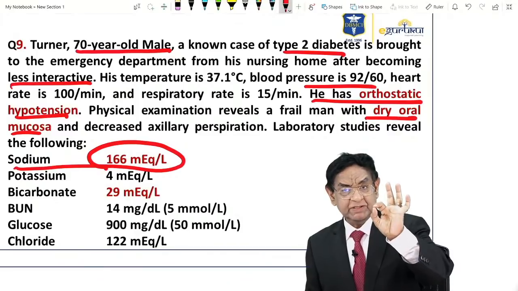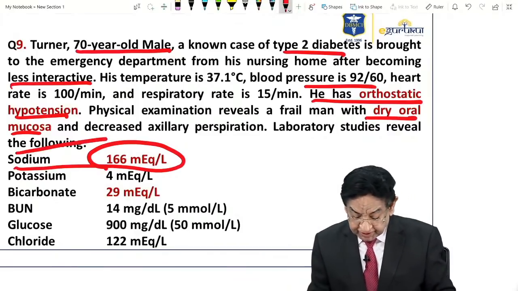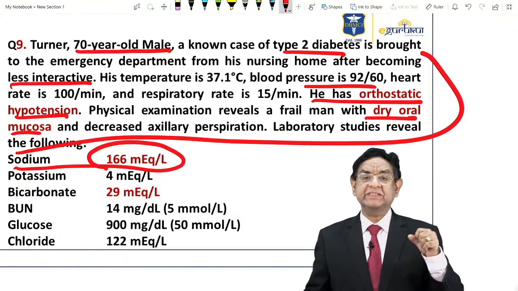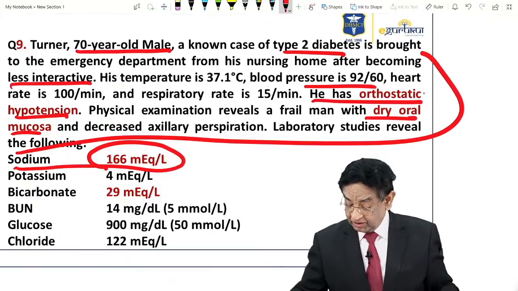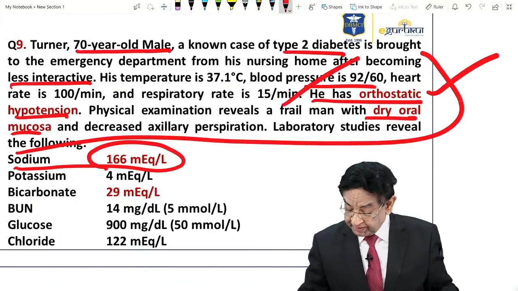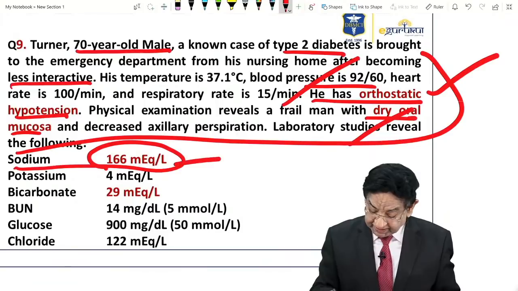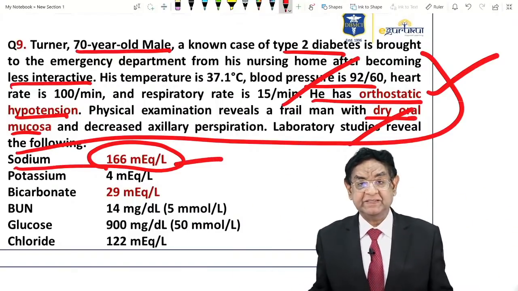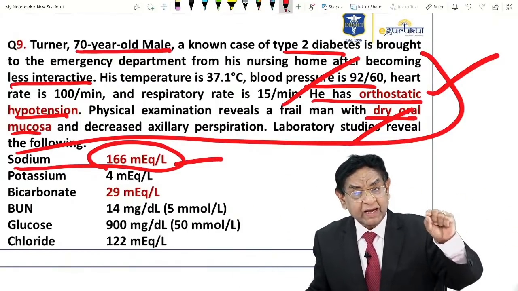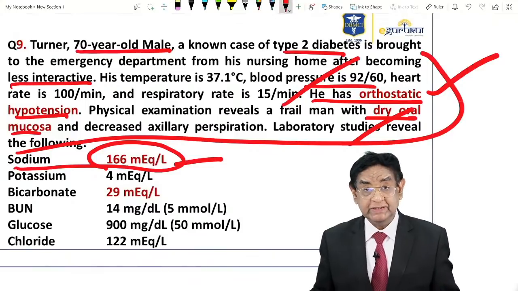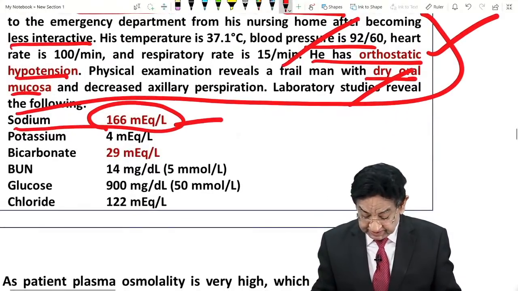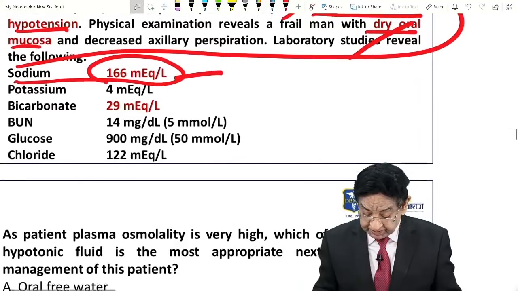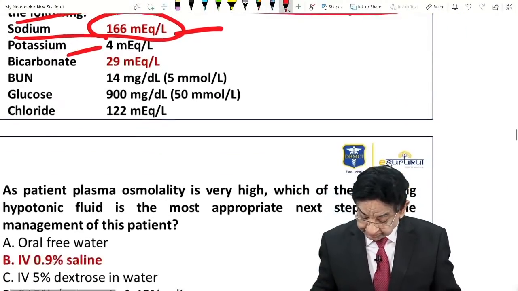Till now it looked to me that we were dealing with cerebral salt wasting: orthostatic, low BP, dry mucosa. But this changed my concept. We are dealing with hypernatremia. Oh, there's something more confusing. Let's discuss. And potassium is normal.